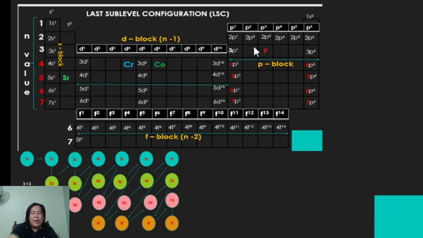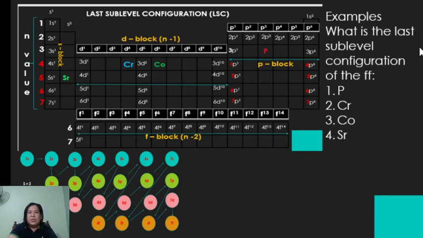Okay, I have here elements placed in the different parts of the periodic table. So, what is the last sublevel configuration of the following based on the position of that particular element in the periodic table? Number 1 is phosphorus. So, phosphorus belong to the P block. Okay? Saan period siya? It belongs to 3P. So, 3P1, 3P2, 3P3. So, ang dulo niya is 3p3.